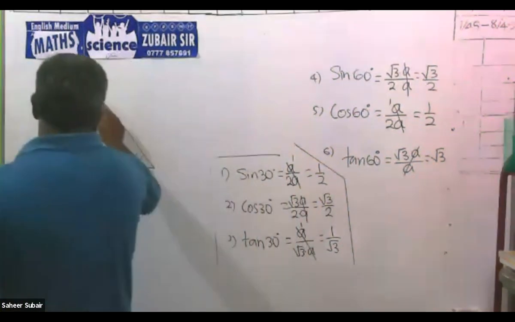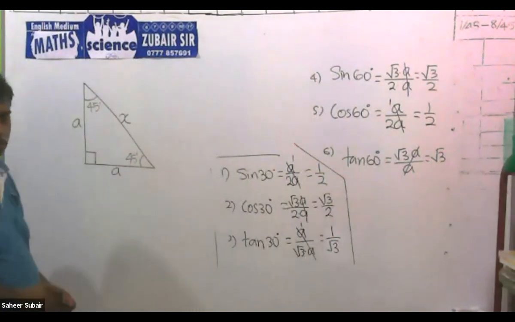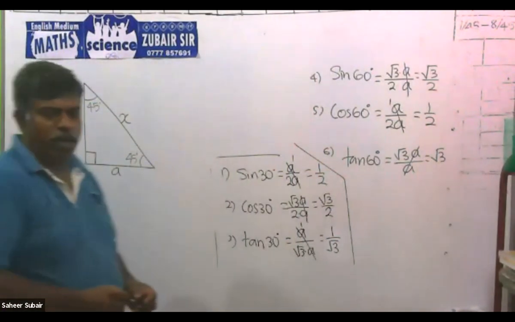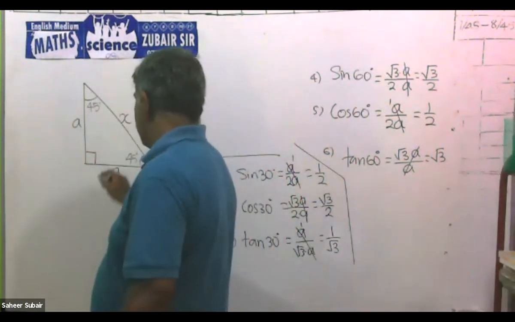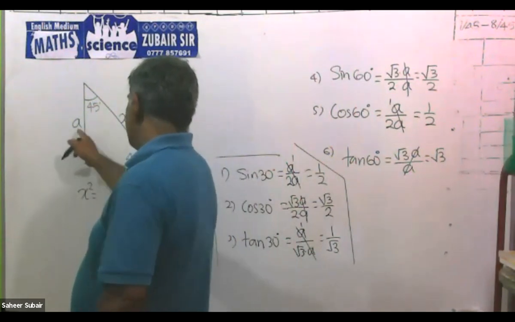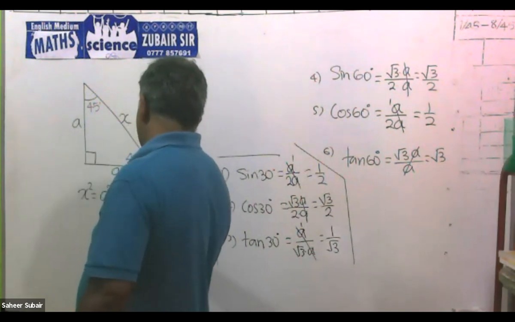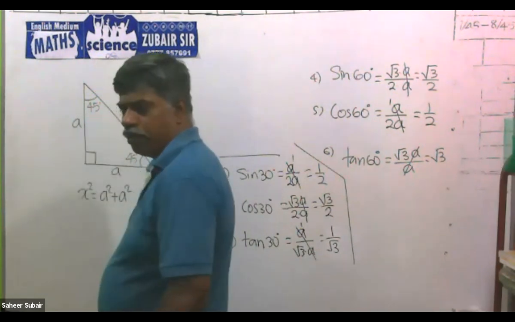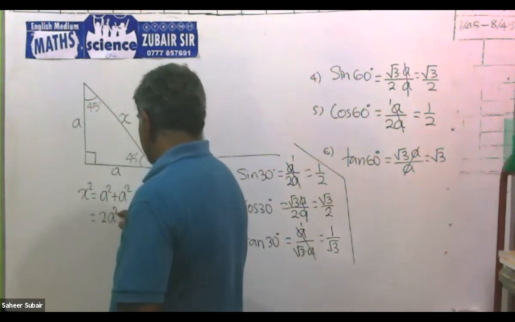Then we don't know the hypotenuse. We'll say the hypotenuse is x. Then we'll find the hypotenuse by using the Pythagoras theorem. According to the Pythagoras theorem, hypotenuse squared is equal to the sum of the other two squared. Then a squared plus a squared. This one is a, this one is a. Then a squared plus a squared means 2a squared.